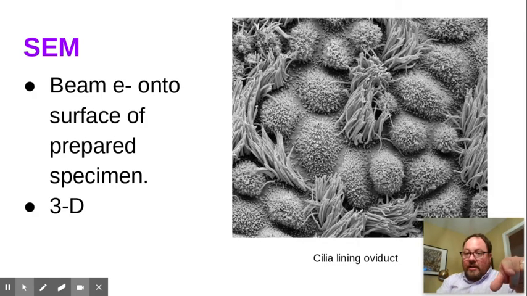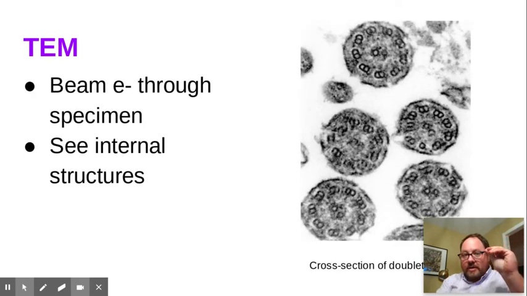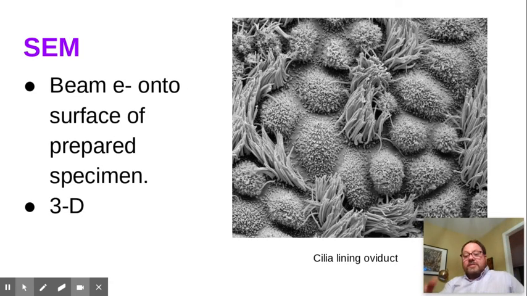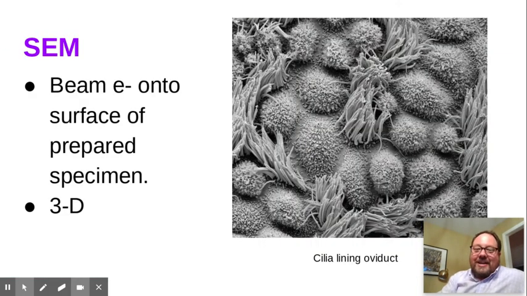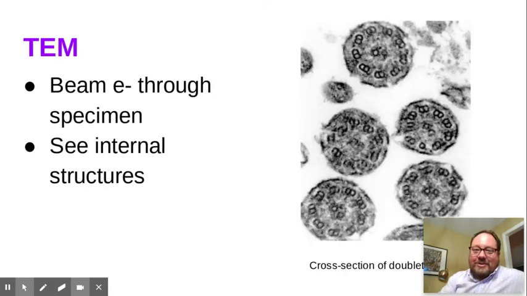So here with the scanning electron microscope, you see it in 3D. You see the surface of the cilia. And then you zoom in with a transmission electron microscope, and you can actually see inside the structure. So these sorts of microscopes give us profound capacities to see very fine level detail about biological structures. So it's really, really cool. So when you see images in your book, you see how they get those images.